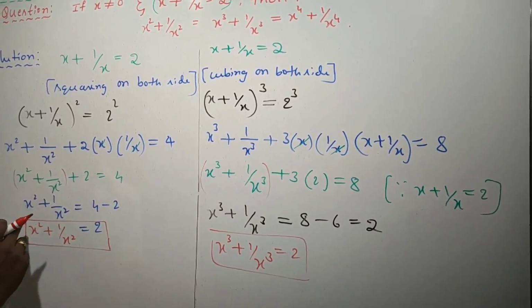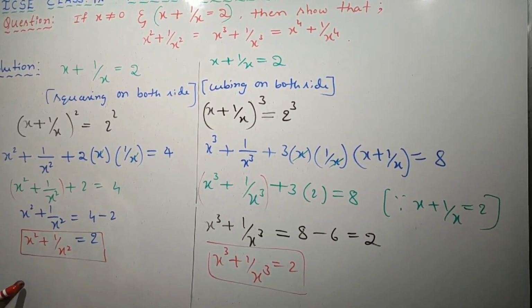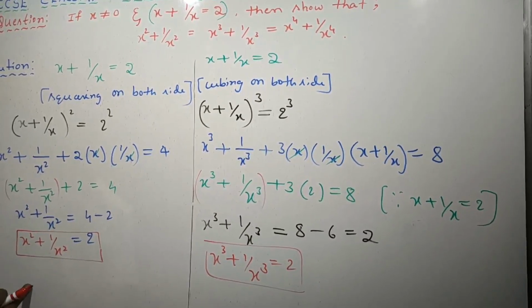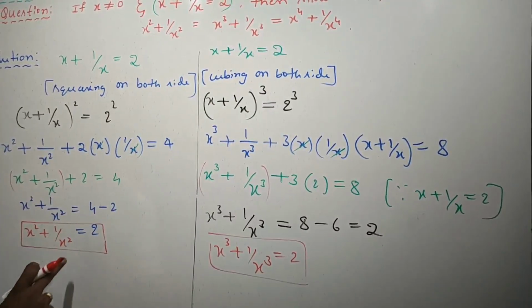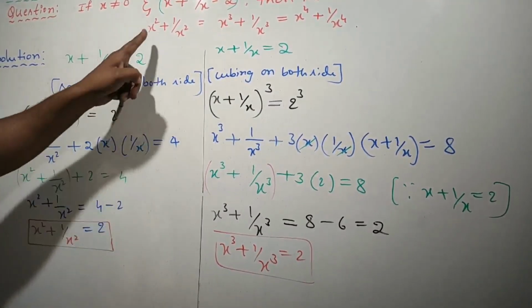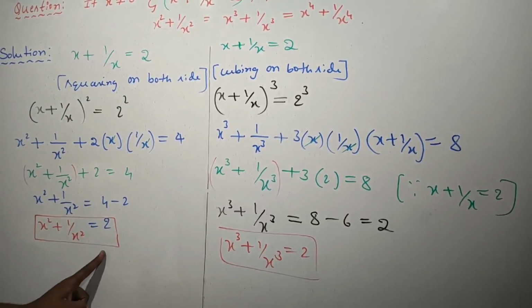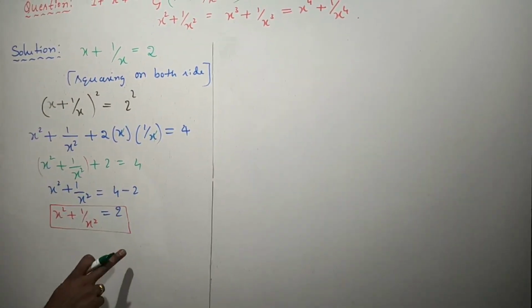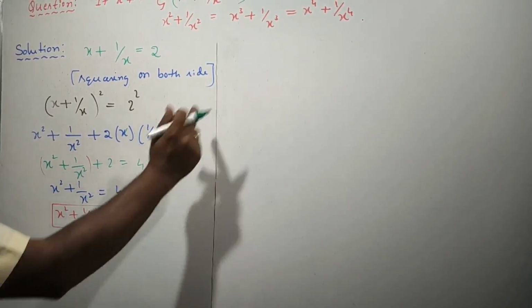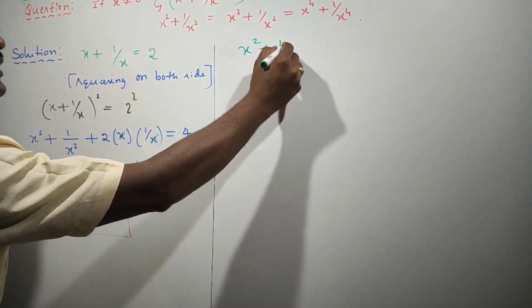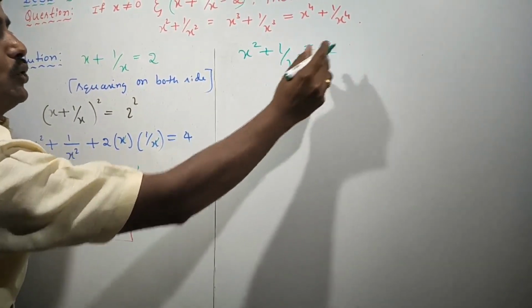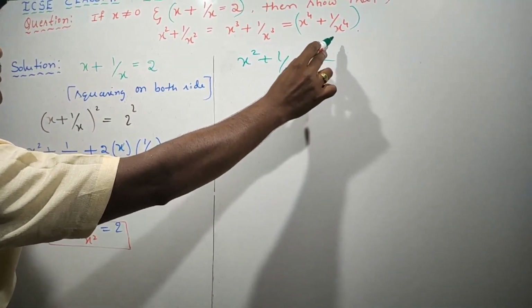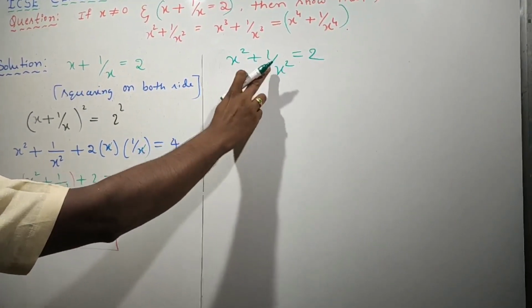For this one, if I do squaring on both sides, this becomes a square. A square means x square whole square. X square whole square becomes x power 4, this term value will come. See, now I will use this value, x square plus 1 upon x square value. What is it? 2, is it. By using this value, I will find out this value, children. Now, children, this term I will write here. X square plus 1 upon x square is equal to 2 only. See, I want this term value, children. This term, I want, means x square plus 1 upon x square.